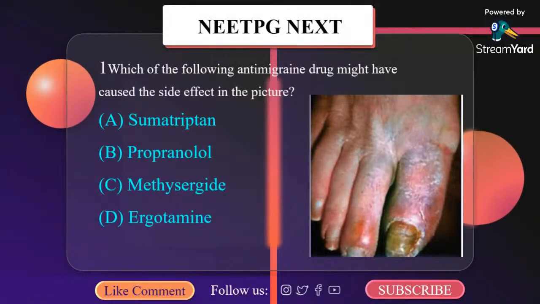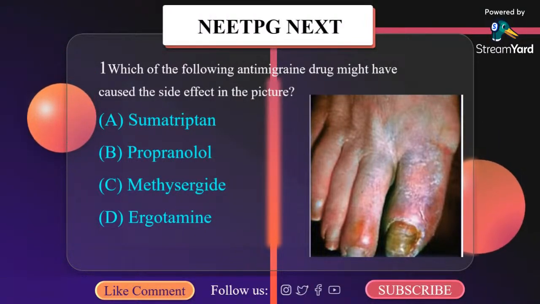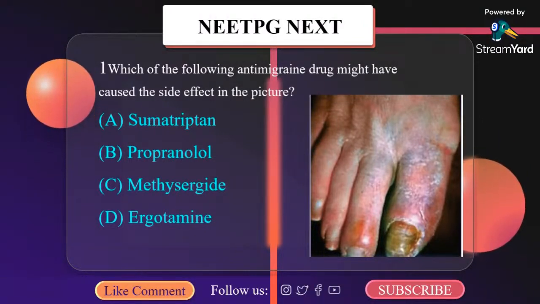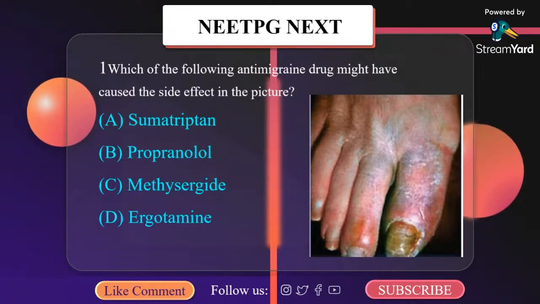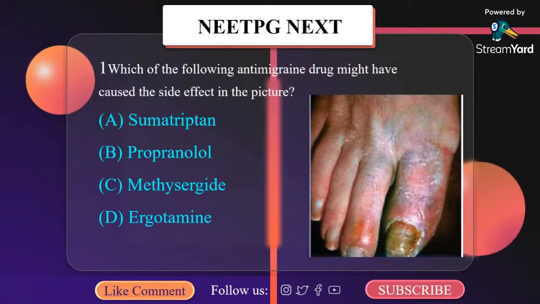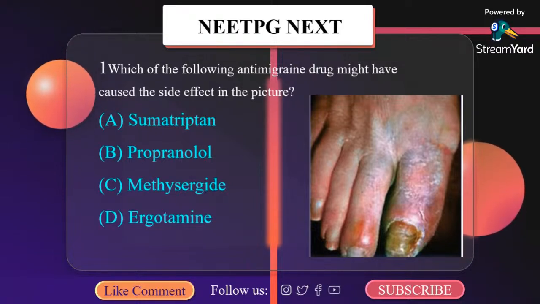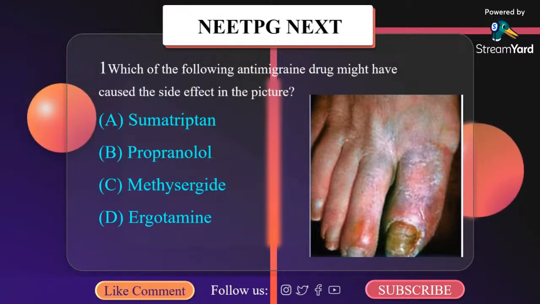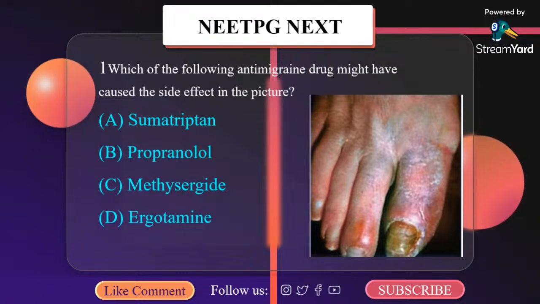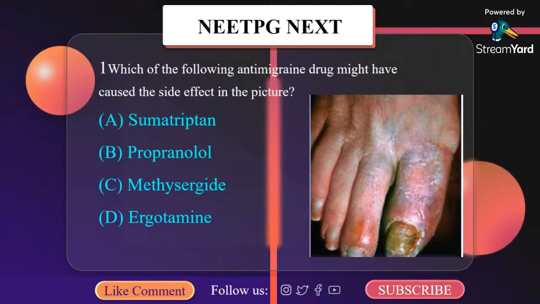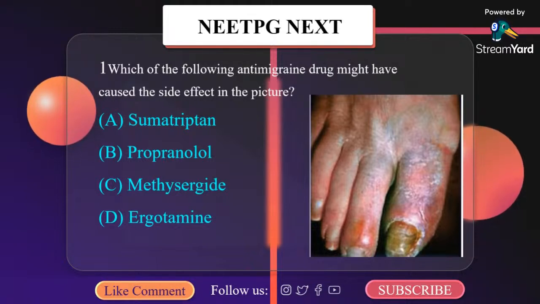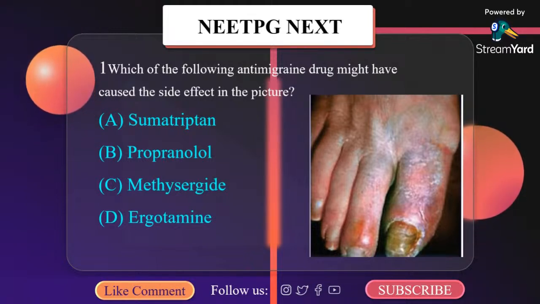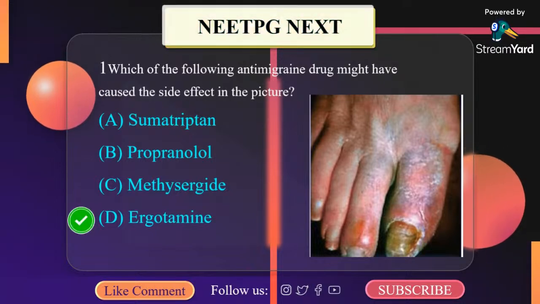Which of the following anti-migraine drugs might cause the side effect in this picture? Here you can see gangrene is there. So which drug causes this gangrene? Ergotamine causes severe peripheral vasoconstriction. So there is reduced blood supply and it results in gangrene in end organs, end arteries like fingers. So the correct option here is D, ergotamine.